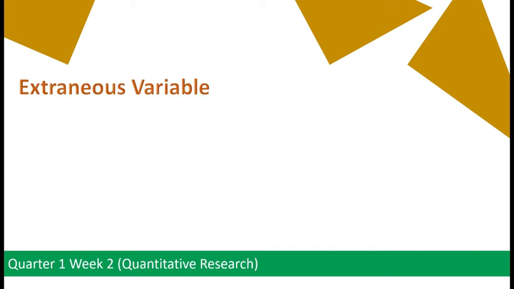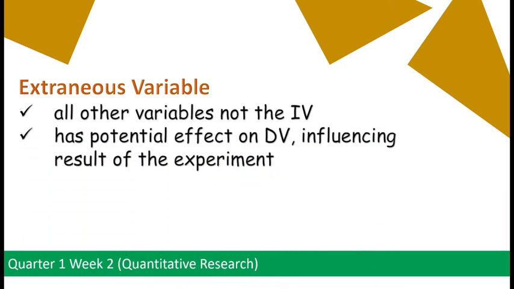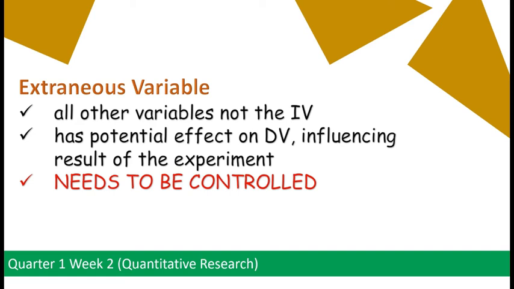Extraneous variables are all variables which are not the independent variable. However, extraneous variables have the potential to affect the results of the experiment. Therefore, the researcher wants to make sure that it is the manipulation of the independent variable that has an effect on the dependent variable. Hence, all the other variables that could affect the dependent variable must be controlled.